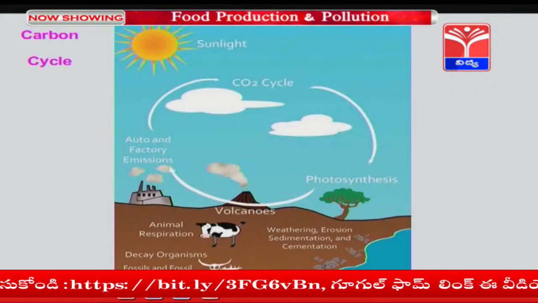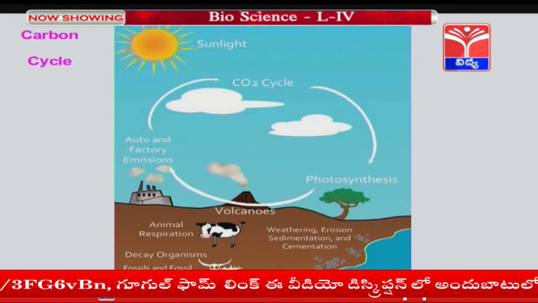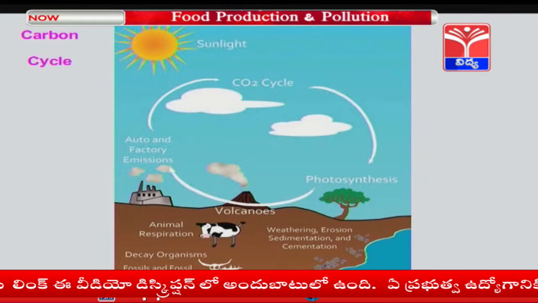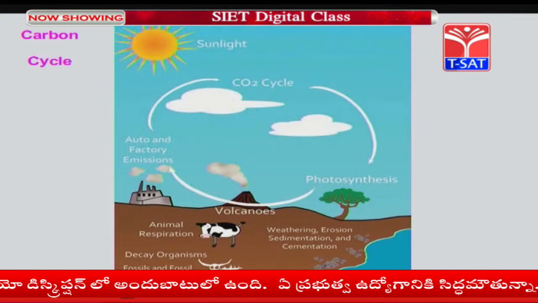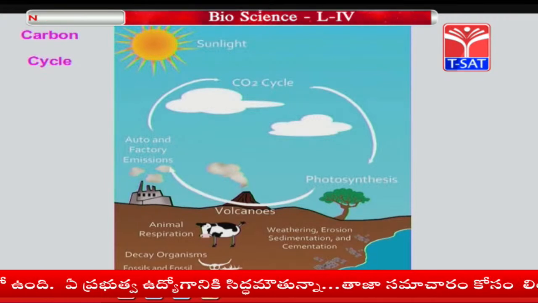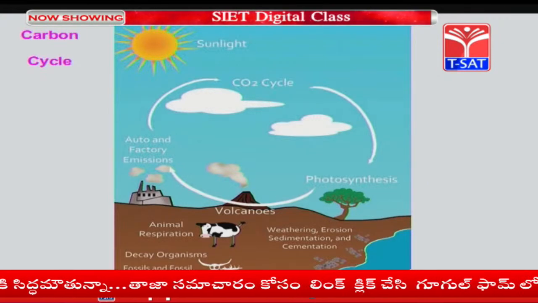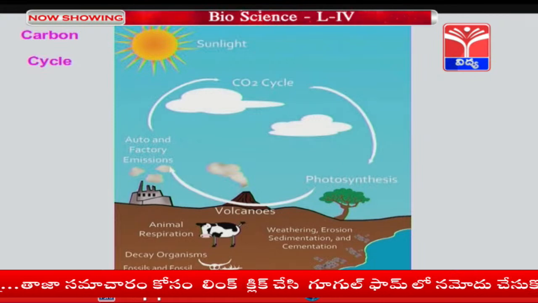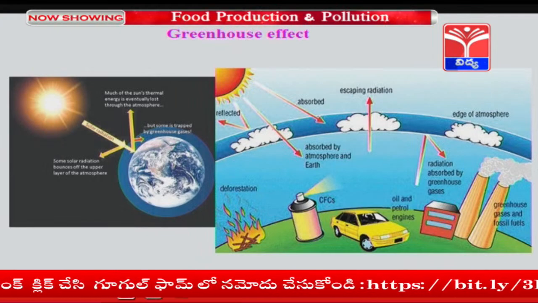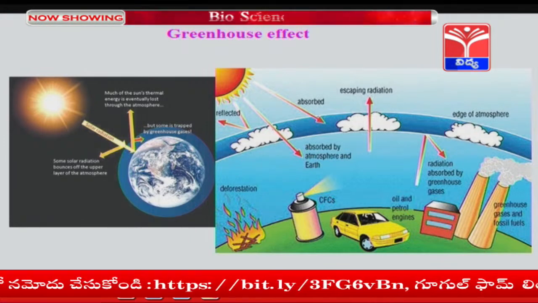Carbon cycle. Plants absorb carbon dioxide from the atmosphere and make food through photosynthesis. Food is consumed by consumers. Organisms release carbon dioxide into the atmosphere through respiration. When fossil fuels are burnt, carbon dioxide is released back into the atmosphere. This is also due to forest burning and volcanic eruptions. Global warming due to the large amounts of carbon dioxide in the atmosphere is called the greenhouse effect.